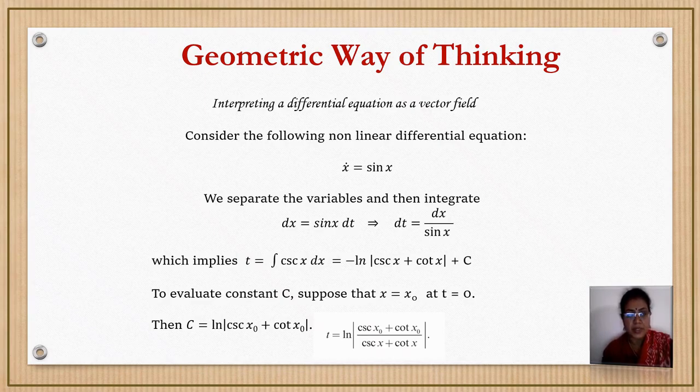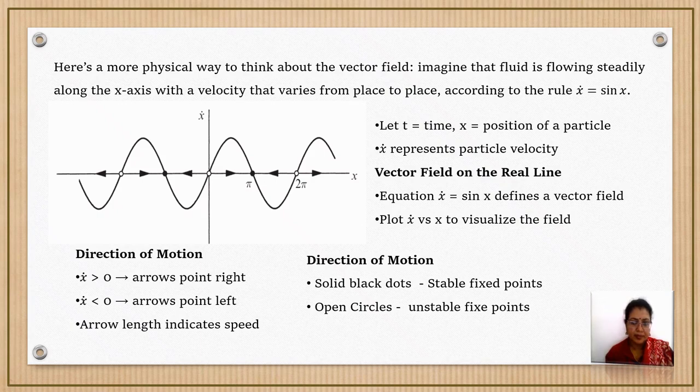But what about the fixed points? So here is a more physical way to think about the vector field. When we have a fluid flow, we can identify the velocity which is varying from place to place given by the rule x dot is equal to sin x. So when you plot x dot with x, you can identify the fixed points also. Those are the points at which the curve meets the x-axis. So how do we get them mathematically? You make f of x equal to 0. So sin x is made to be 0 and you arrive at those x. So here it will be x is equal to 0, pi, 2 pi, 3 pi, etc.